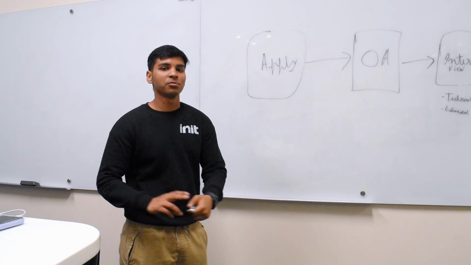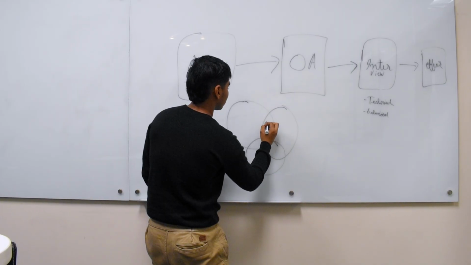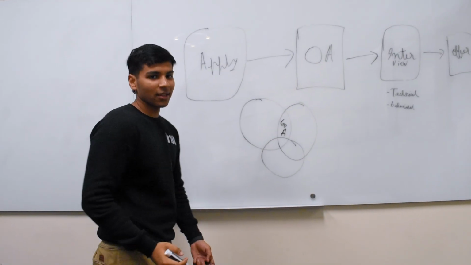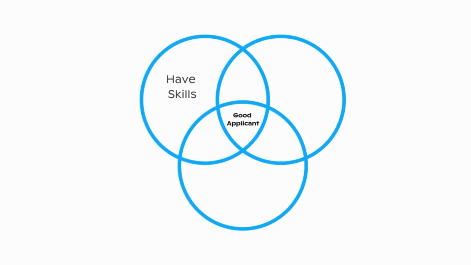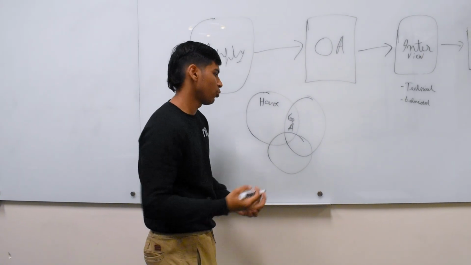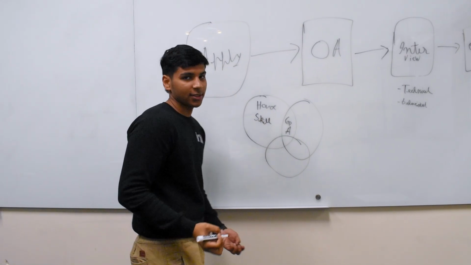Let's see how you can become a good applicant. These are the characteristics of a good applicant. I'm just going to say GA, good applicant. The first thing that you need to do is actually have skills. These can be programming skills, web development, AI, whatever you like doing. Having some type of skill makes you stand out.